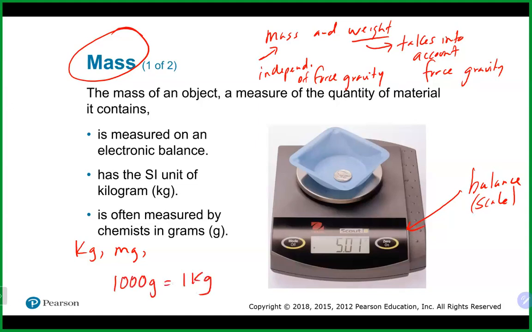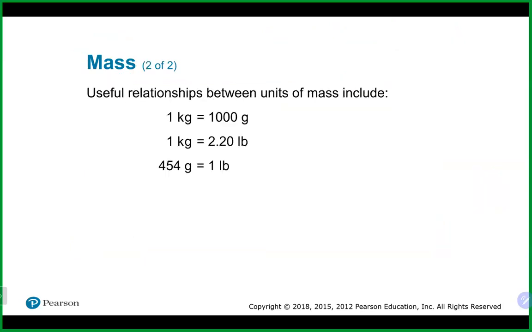There are 1,000 grams in a kilogram. It's a common sort of conversion. There's also 1,000 milligrams in 1 gram. So those are two common conversions that are used. Any questions on that there?